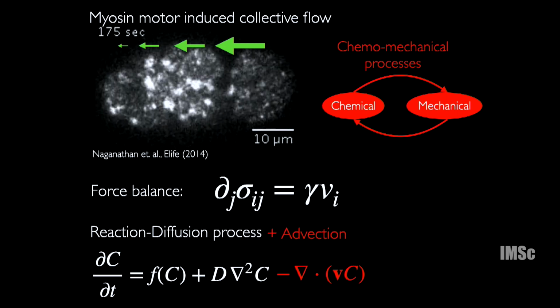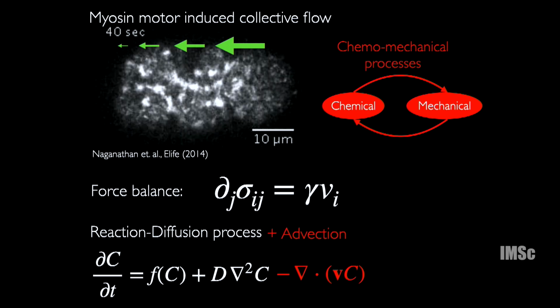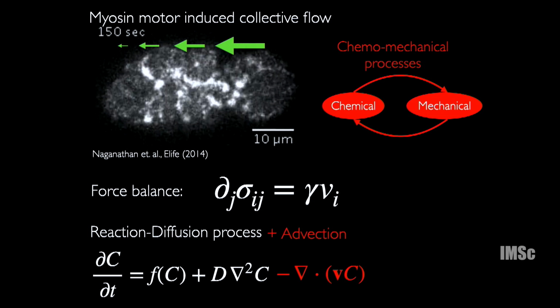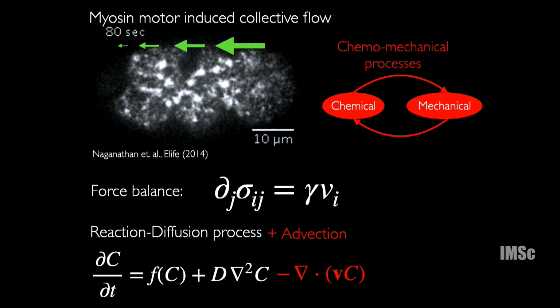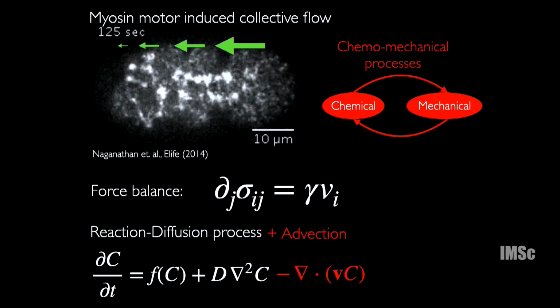Now these proteins can diffuse. This is the diffusion part, and they can also be advected. And this advection is happening because overall the background fluid has a flow. So this is what this equation means.